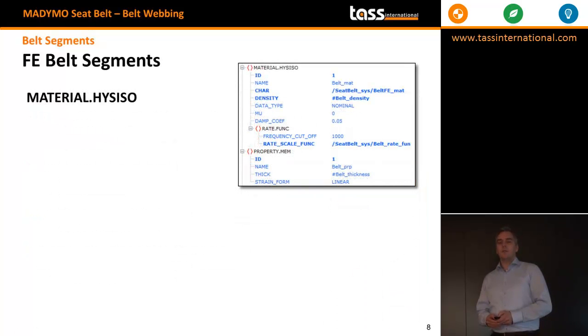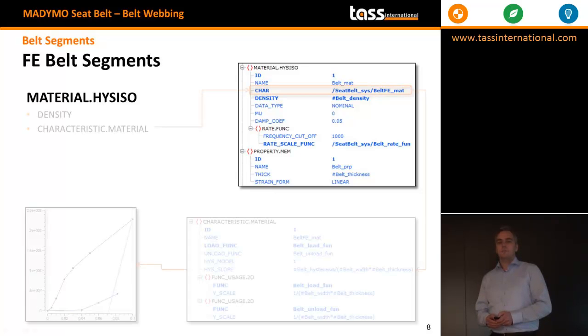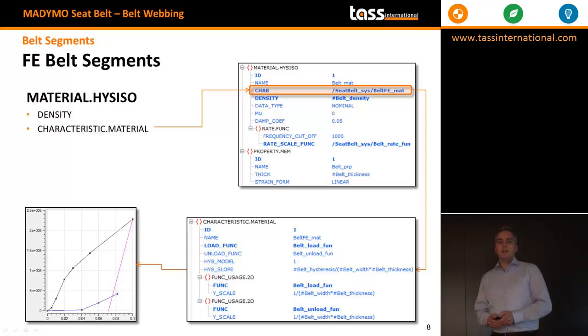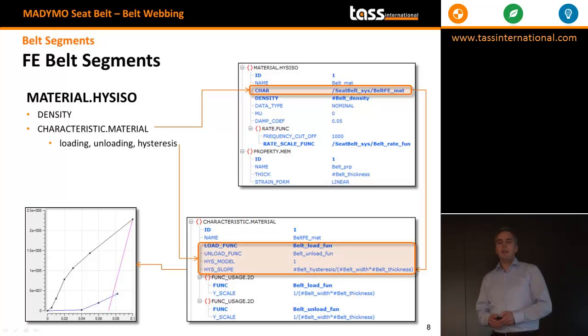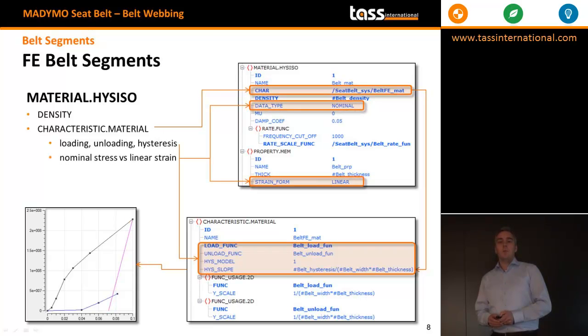The material characteristic for an FE belt segment is modeled with material.hisiso. You define the density as well as a characteristic.material. Similarly to what is done for the multi-body segments, you define a characteristic with a loading and unloading slope, or an unloading curve and a hysteresis slope. It is important to define your characteristics in nominal stresses versus linear strains. In this way they can be properly aligned with the characteristic of the multi-body segment.